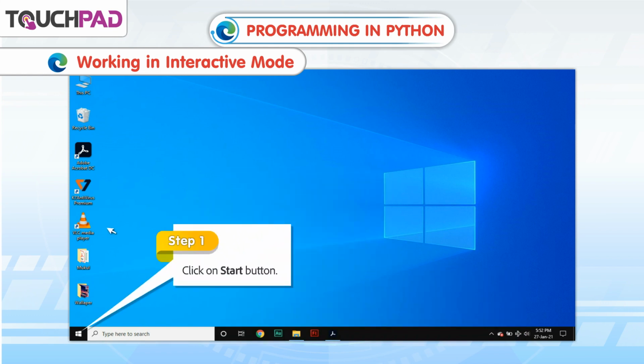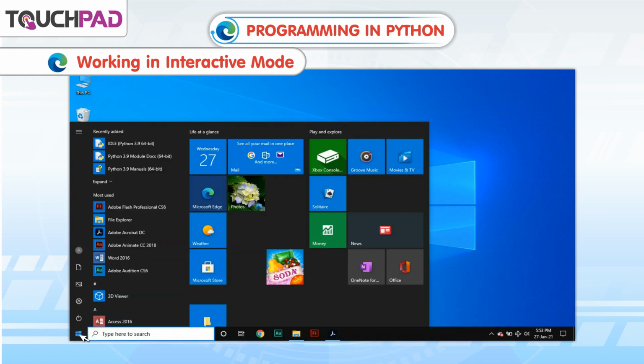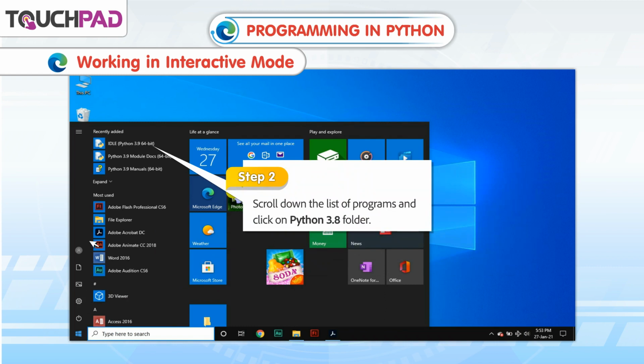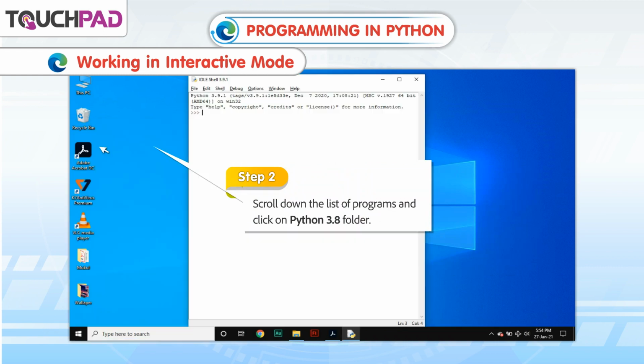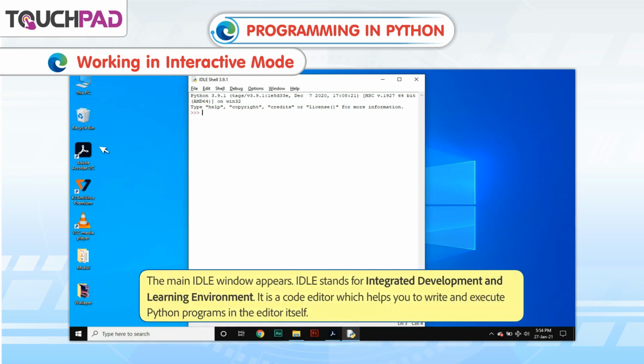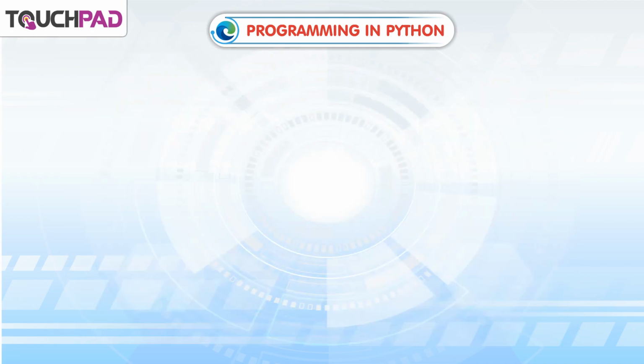Step 1. Click on Start button. Step 2. Scroll down the list of programs and click on Python 3.8 folder. The main IDLE window appears. IDLE stands for Integrated Development and Learning Environment. It is a code editor which helps you to write and execute Python programs in the editor itself.